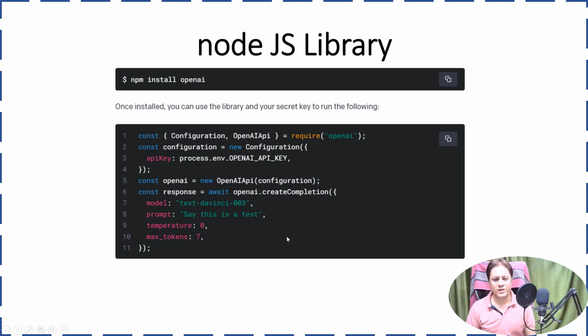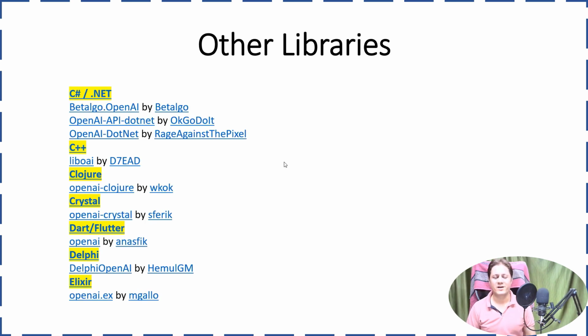That's it. The only thing you need to remember is it's not free. First of all, you get $5 credit, but afterwards you have to pay for it. And one thing, don't share your API key with anybody. It's kind of like a bank account.